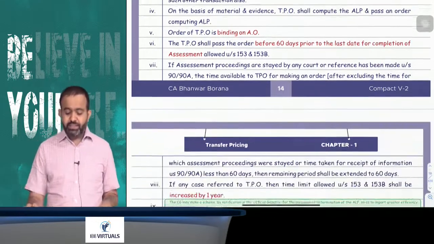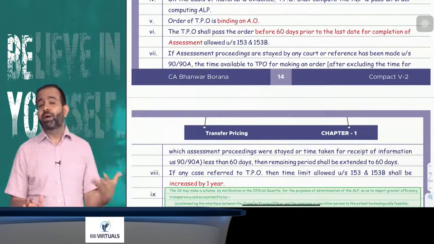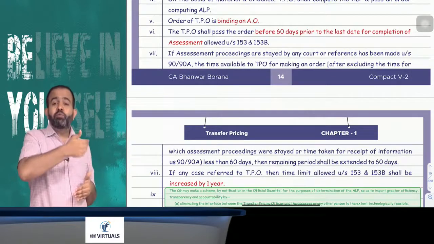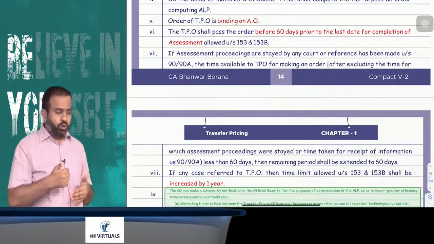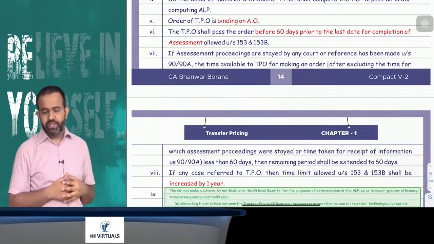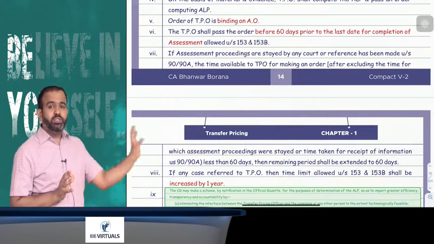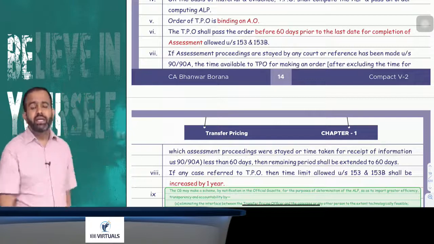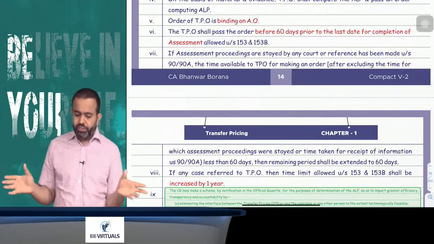Now the question is: when shall the TPO pass the order? The TPO has to pass the order at least 60 days before the time limit for completion of assessment. So whatever the time limit for completion of assessment with the assessing officer, at least 60 days before that, the TPO has to pass his order. You got my point or not?